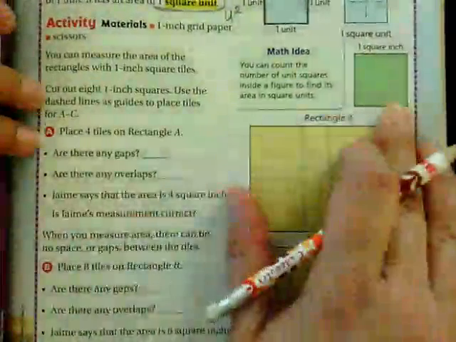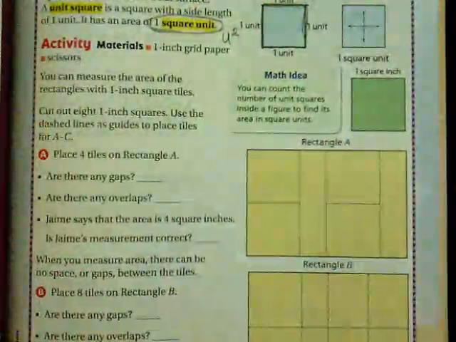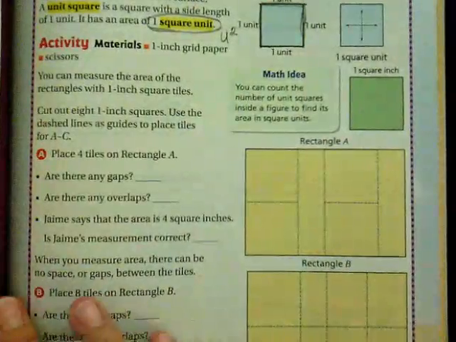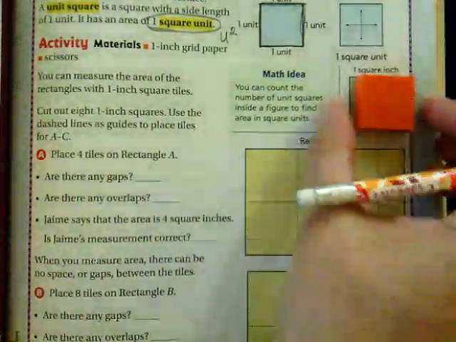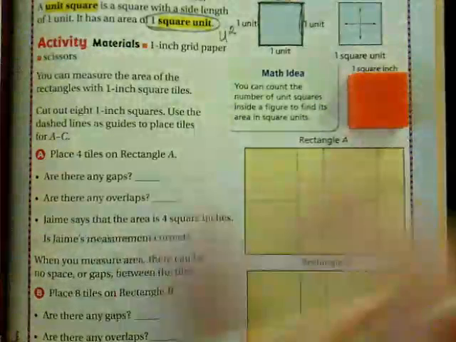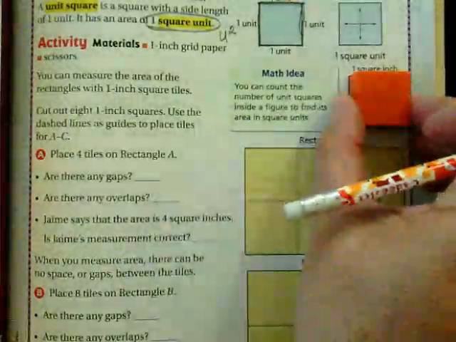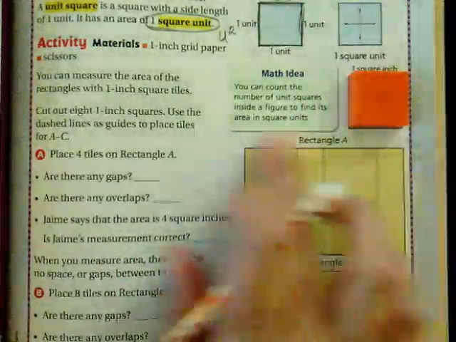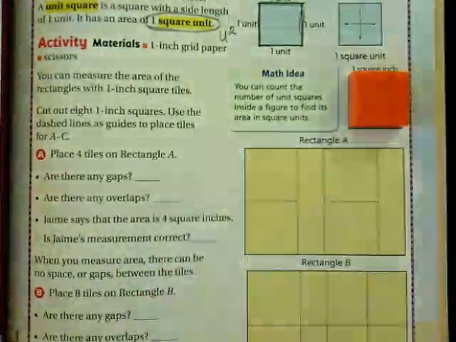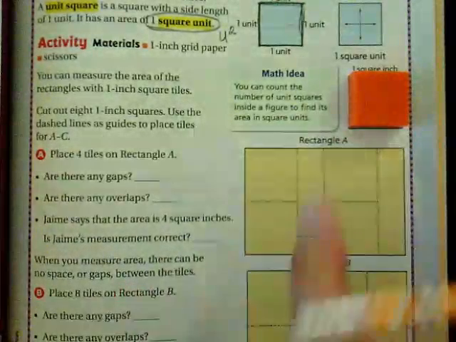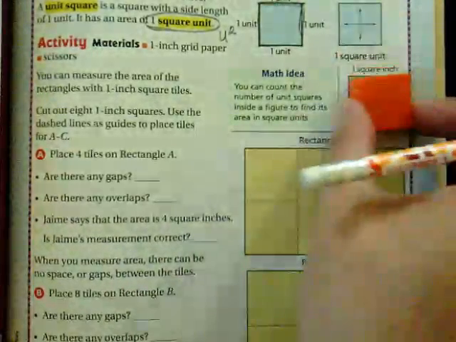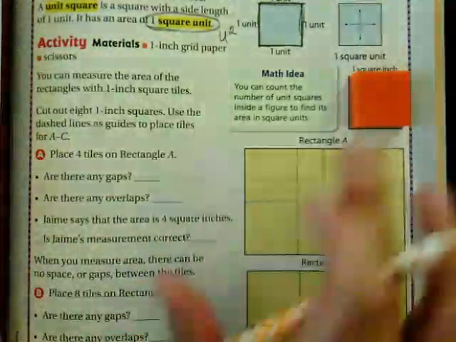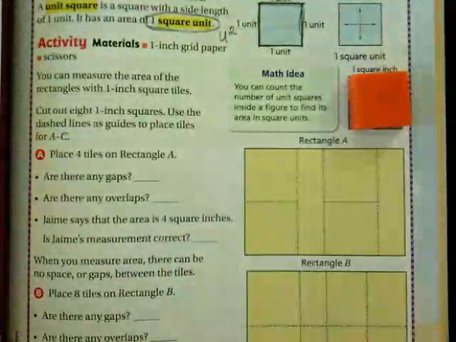So we are going to work on this activity. We're going to work on figuring out how we can tell if something is giving us a true area or if it's not. So I have 1 square inch blocks. It covers up that green square right there. And we're going to measure the area of these rectangles using these square inches. This is a 1 inch by 1 inch square. And we're going to see if we can figure out the area of these rectangles using our squares.